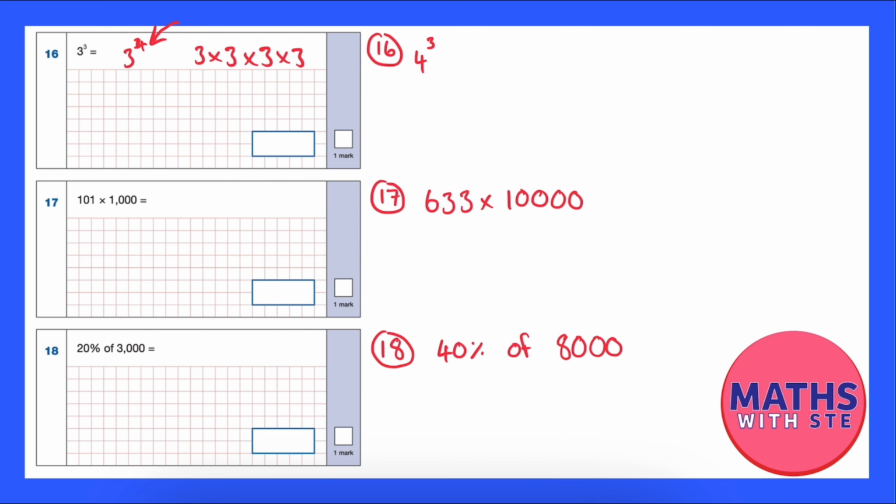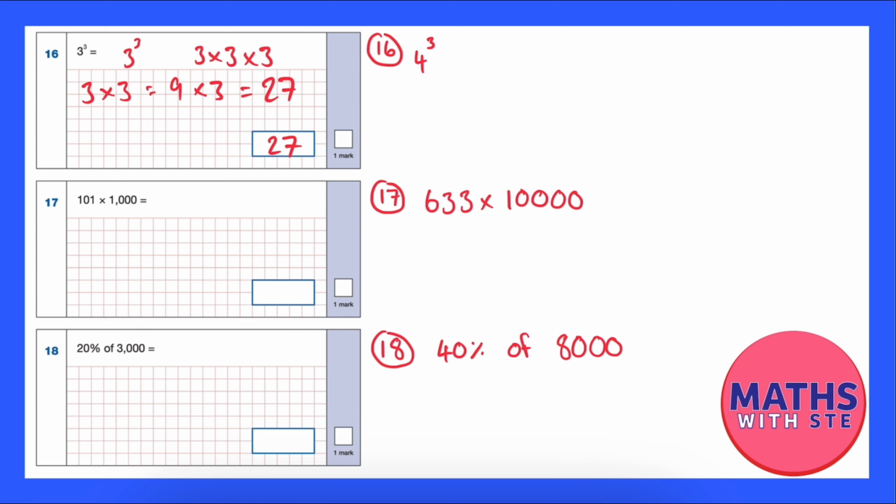Right, okay. So let's just make some space there. We've got 3 cubed, which is 3 times 3 times 3. So 3 times 3 equals 9. And then I've just got to times that by 3. And 9 times 3 equals 27. So 3 cubed is 27.